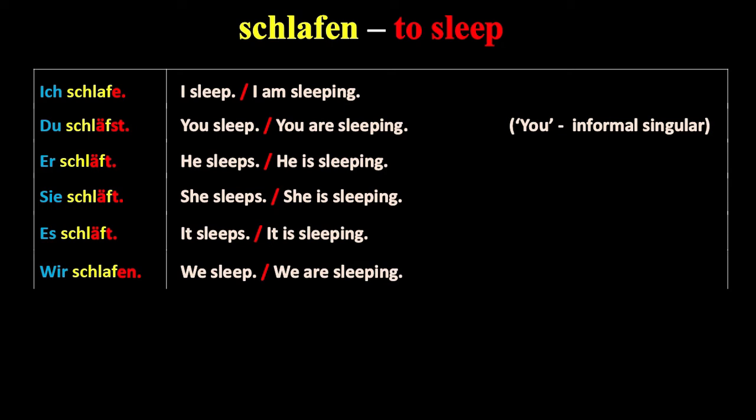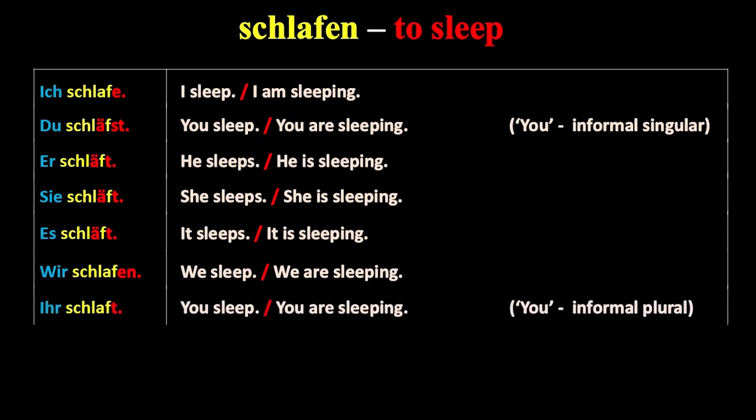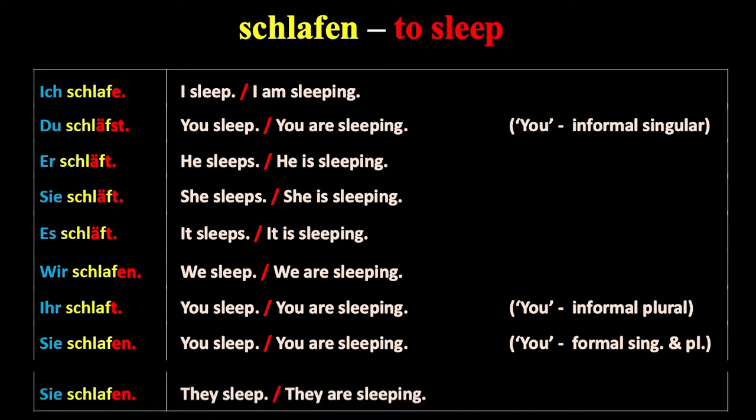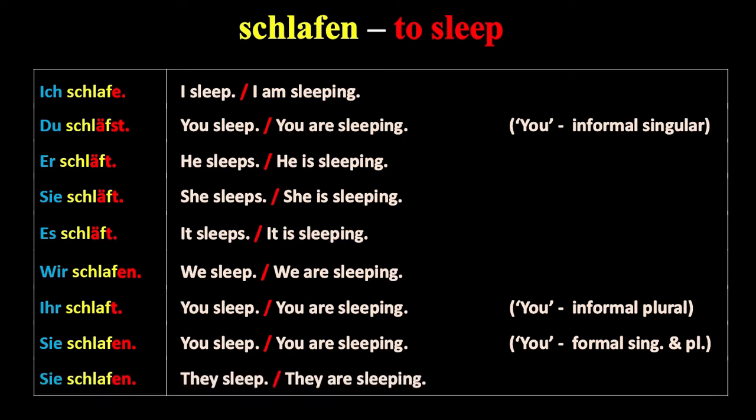Wir schlafen, we sleep or we are sleeping. Ihr schlaft, you sleep or you are sleeping. Here you is informal and plural. Sie schlafen, you sleep or you are sleeping. Here you is formal and can be used for both singular and plural. Sie schlafen, they sleep or they are sleeping.